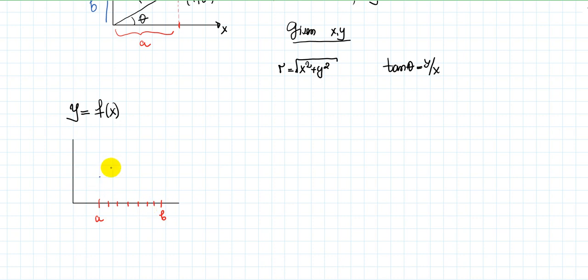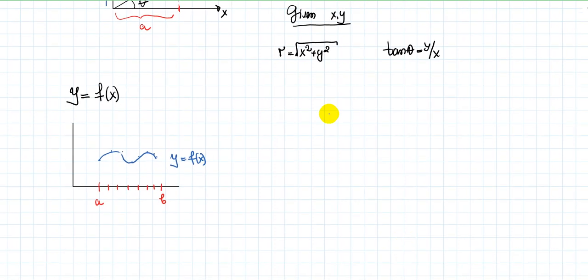So if I find the heights of the points on the x-axis and connect them, I can draw the curve given by the equation y is equal to f of x. Okay? This is how we define the curves in rectangular coordinates. Now we're going to define the curves differently in polar coordinates: r is equal to f of theta. Okay? So the concept of drawing this is again the same.